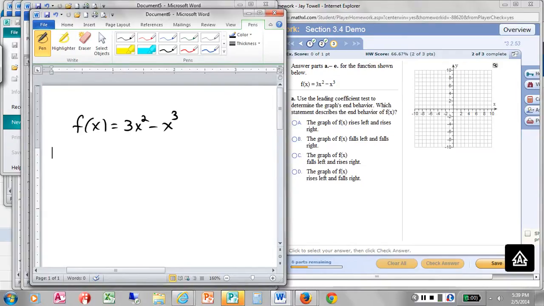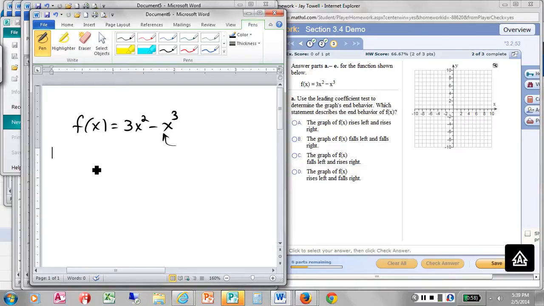Use the leading coefficient test to determine the graph's end behavior. All right, well, just a little bit of trickiness here. The end behavior, of course, is based on the degree of the function. And in this case, the degree of the function is not the first term there, 3x squared, but the last term. It's the largest degree term. So I've got a minus x cubed, so I've got a cubic function.